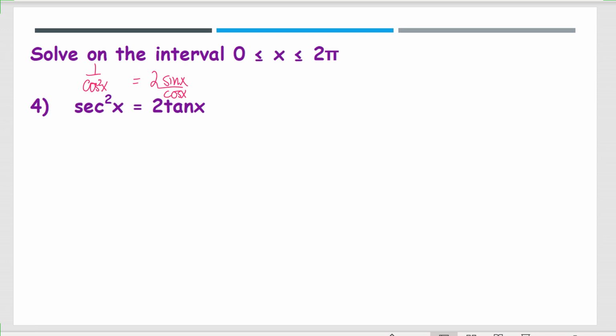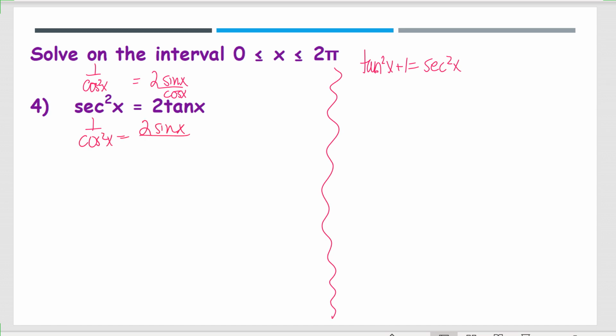Another option is there is a Pythagorean identity that tangent squared of x plus 1 equals secant squared. So I could just replace the secant squared with tangent squared of x plus 1 and see where that gets me. I think I have time. I'll go ahead and do this one both ways so we can decide which way we like best. So let's do 1 over cosine squared of x equals 2 sine of x over cosine of x.